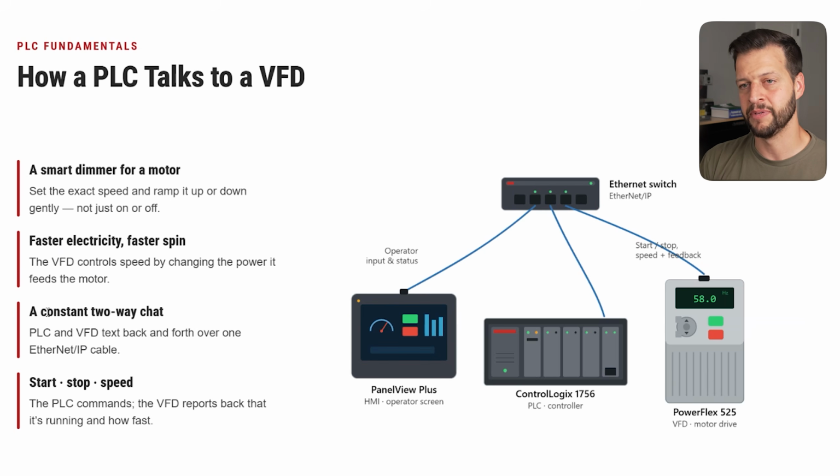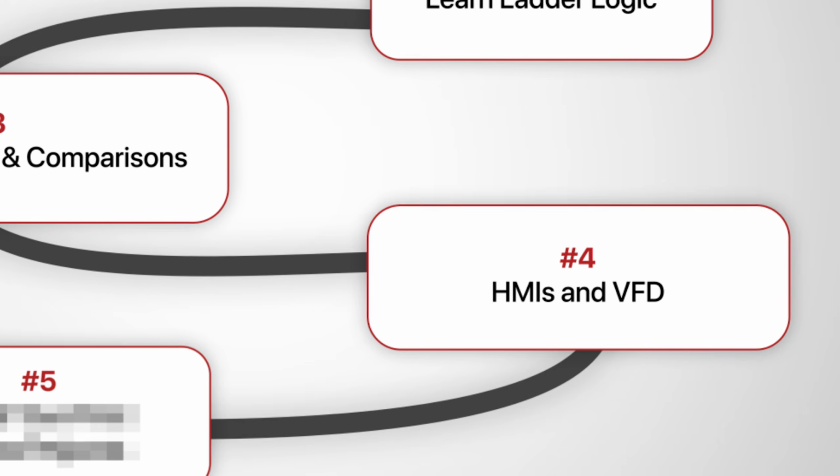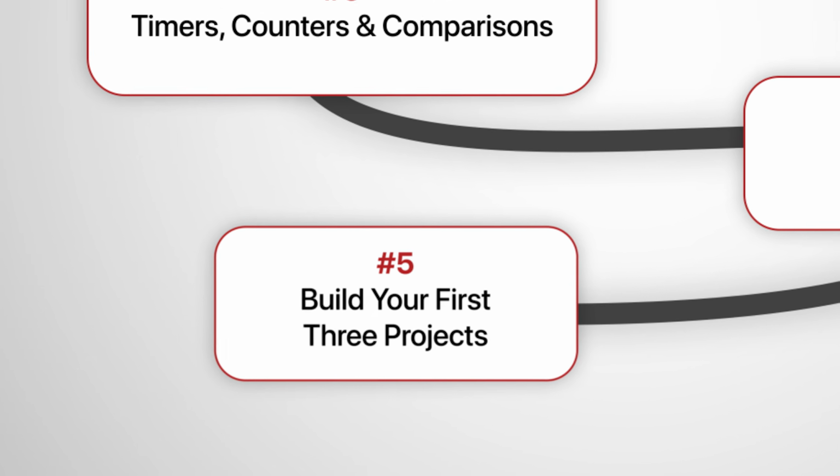So when you integrate that with the PLC, you've got a two-way chat basically going between the PLC and the VFD, usually connected over an Ethernet cable through an Ethernet switch like you see in this graphic. And the PLC is the one that's commanding the VFD, so you can start or stop the VFD. You can control the set point of the speed that you want the VFD to set the motor to, and the VFD then reports back how fast the motor is running, that it's running, the other electrical parameters associated with the motor.